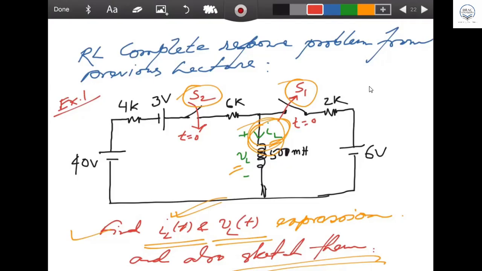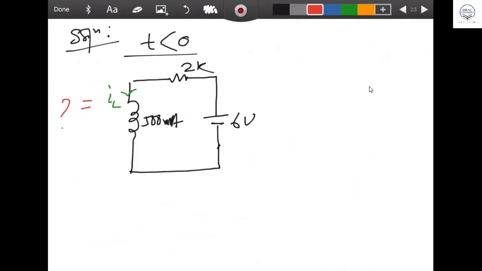We don't know how long. So for T less than 0, this was the circuit for a long time. Switch S1 was closed for a long time, and S2 was open for a long time, so the left hand side has no effect. Actually, the switch was closed and the inductor current IL was flowing through the circuit for a long time. For a long time you applied DC voltage source to the inductor. So what will happen?